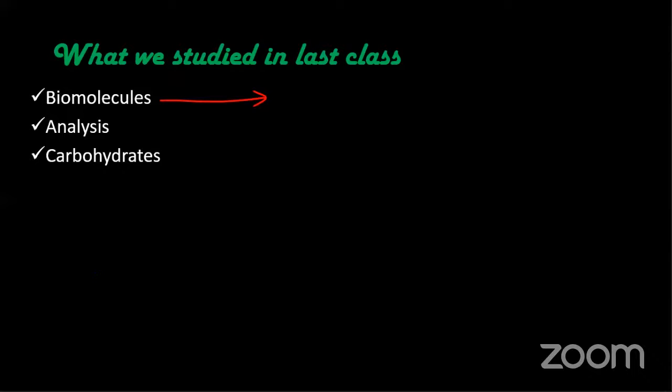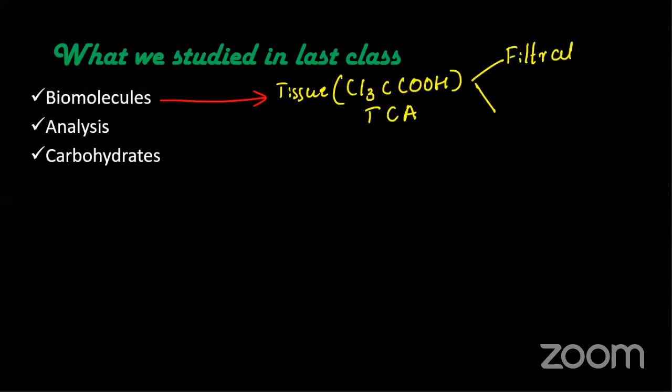So for separation of the biomolecules, we ground the plant or animal tissue with what? With Cl3CCOOH. That means trichloroacetic acid, right? We can call it TCA. Then we got two things. One is the filtrate, and another is the retentate. So what is the filtrate? Filtrate means the liquid that comes off the cheesecloth.